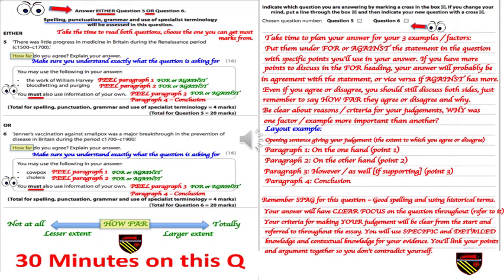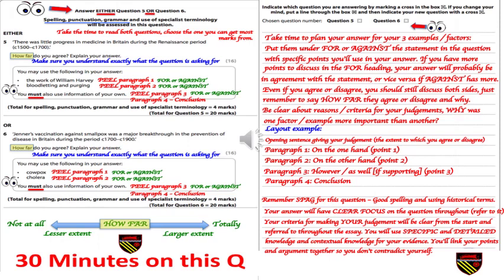Last point on this, remember SPAG for this question: spelling, punctuation and grammar. There are 4 marks available here for SPAG, so this turns a 16-mark question into a 20-mark question. You have 30 minutes on this though. This is a meaty question that you can take your time on and make sure you've got lots of detail in there.